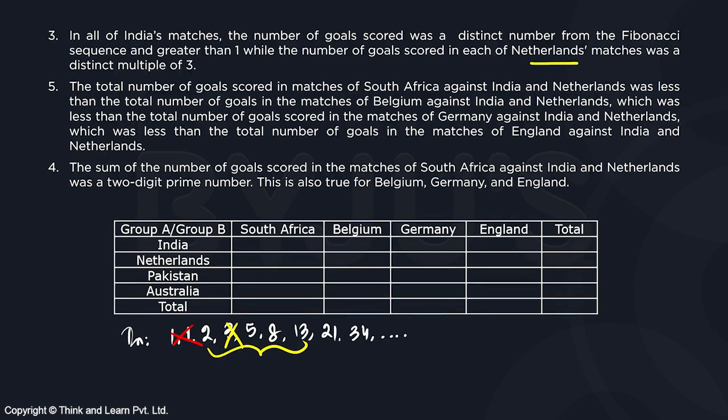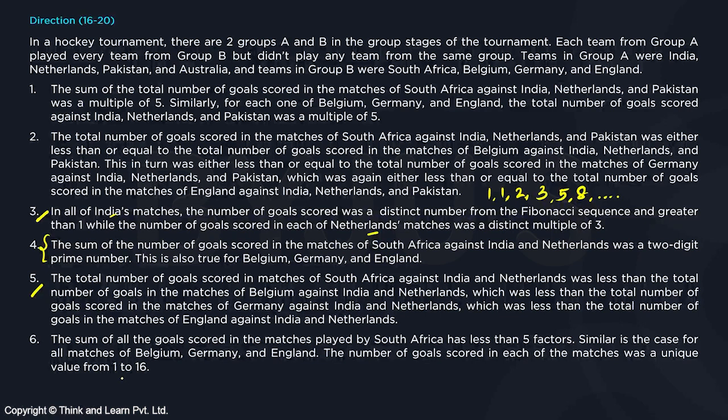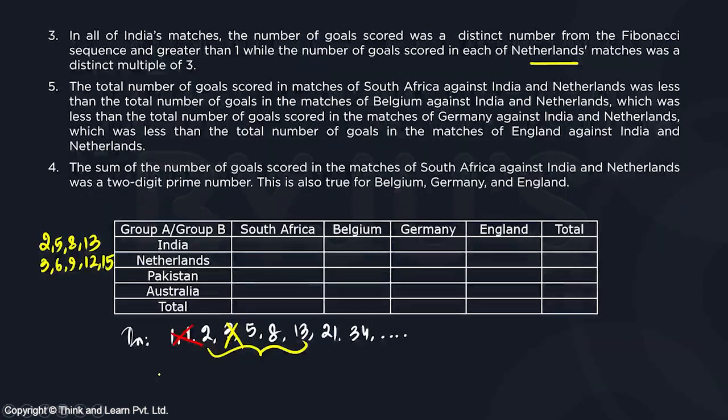So we only have to place 2, 5, 8, and 13 here. Now, goals scored in the Netherlands matches will be, so for India we have to place 2, 5, 8, and 13. In Netherlands we can have 3, 6, 9, 12. We can have up to 15, right? Because 16 is the largest number we can place, right? I hope everybody remembers it's 1 to 16. So we can't go beyond 16. So these are the 5 numbers that we can place for Netherlands, out of which only 4 have to be placed in, 1 has to be ruled out.